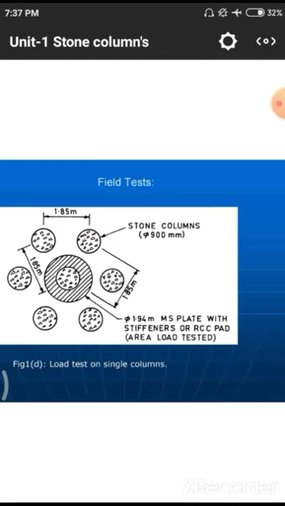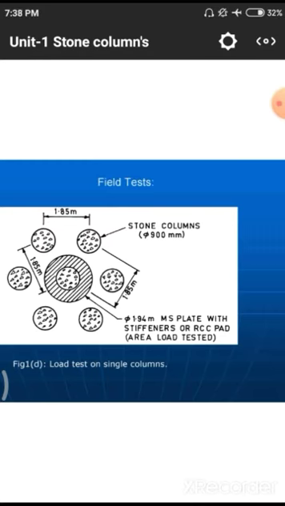Normally here we are having a total of 7 columns. Of those 7 columns, 6 are arranged around a single center column. The distance is 1.85 meters from center to center. For each and every column we are having 1.85 meters center to center distance, from the central column to the end one.